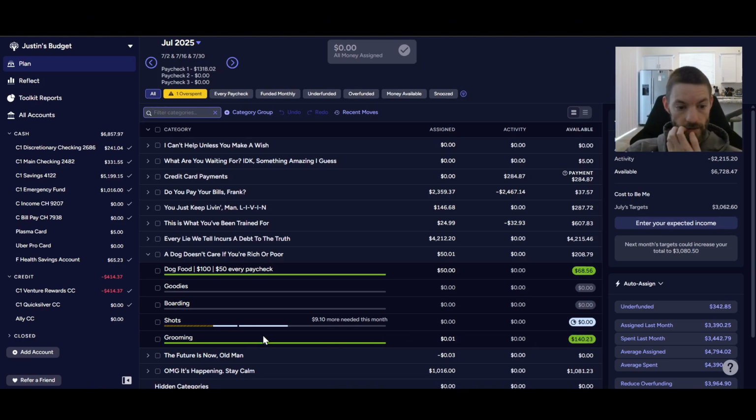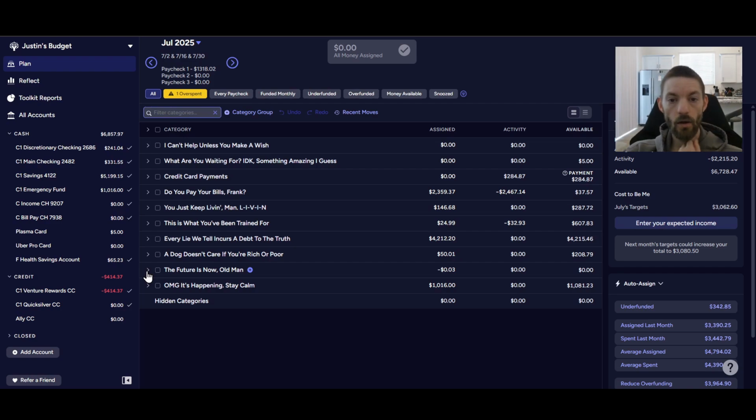I have been setting money aside for grooming. I do want to get him groomed. It's been a long time since he's been groomed. I also just recently got him his shots, and I figured this is something that I need to do every year. I don't typically do it every year, but I really need to. So I added a shots item and added a target to get his shots done every May.